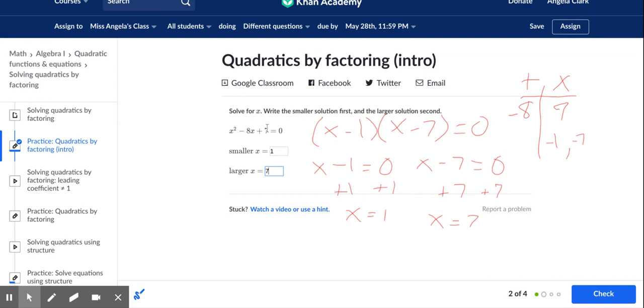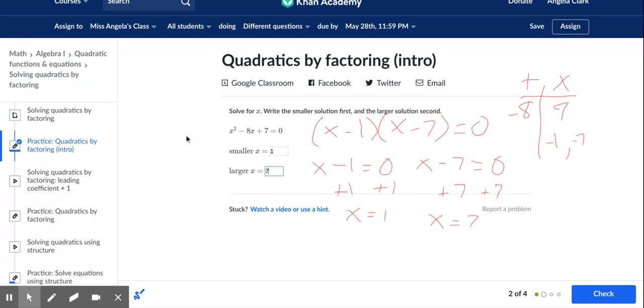If something is not factorable, then we have to go to a different strategy, which I haven't taught you yet. So that would be a different strategy. But as long as it's factorable, as long as this is factorable and this is 0, we can factor and use the zero product property.